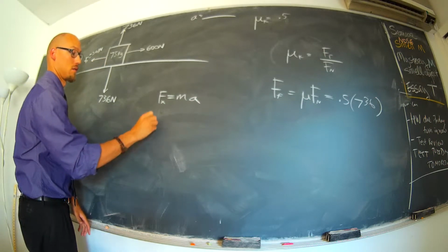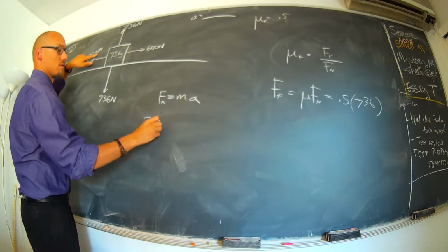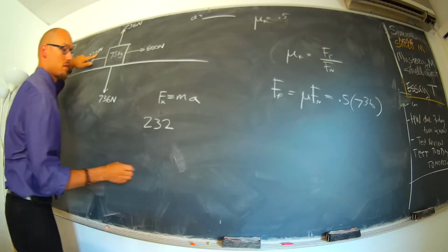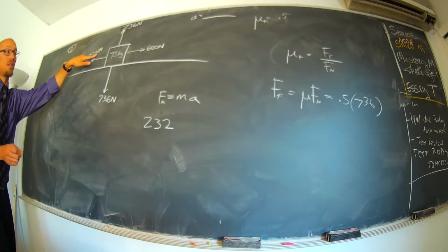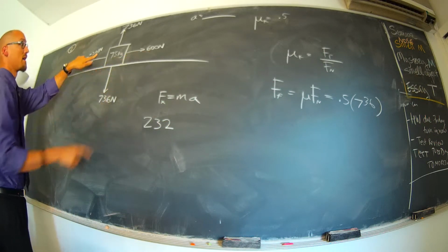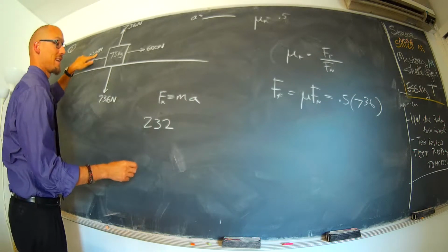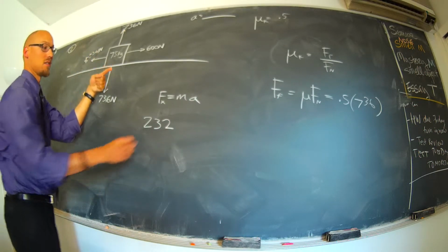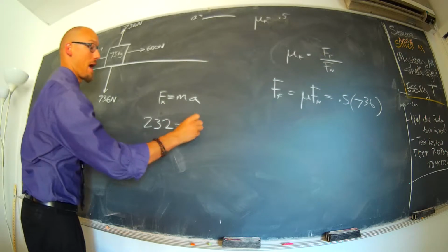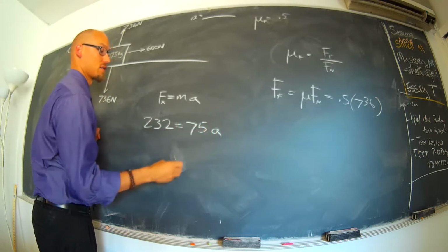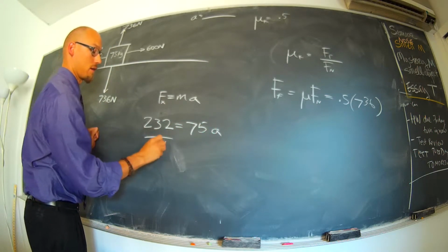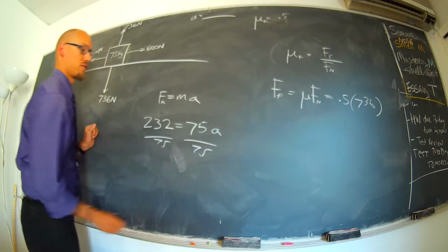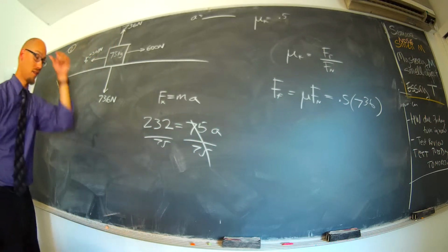Let's say 232. So 600 minus 368 is 232. That is the net force in the x direction, which equals mass times acceleration. Let's divide that by 75 and solve for the acceleration. 3-ish.